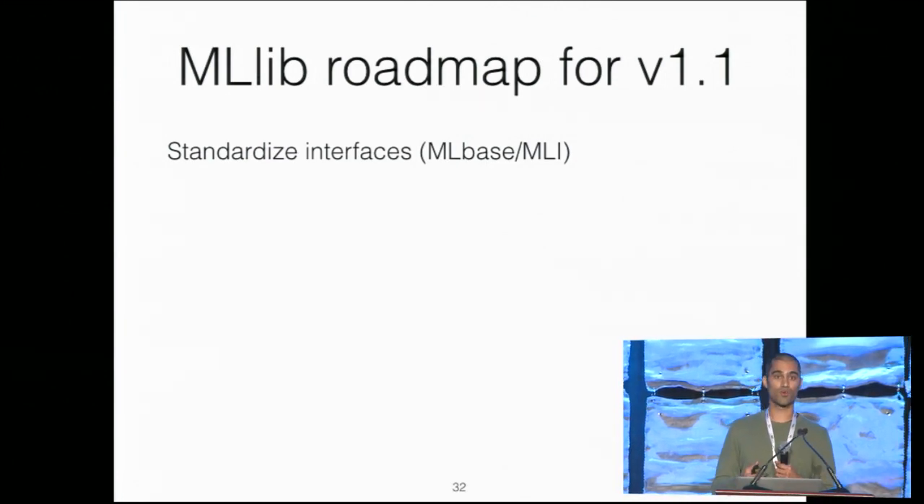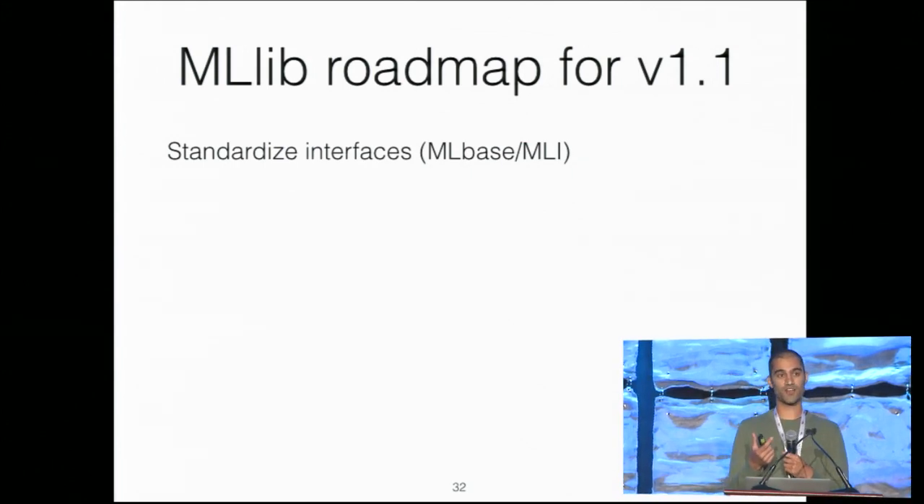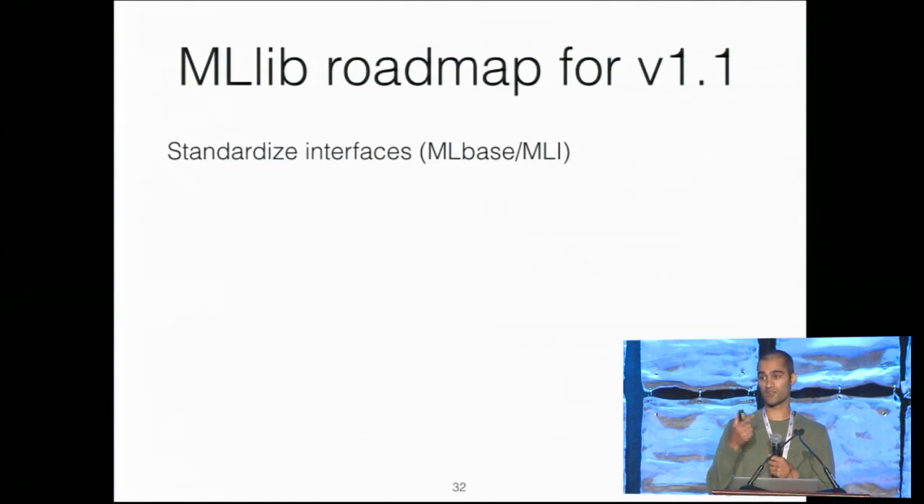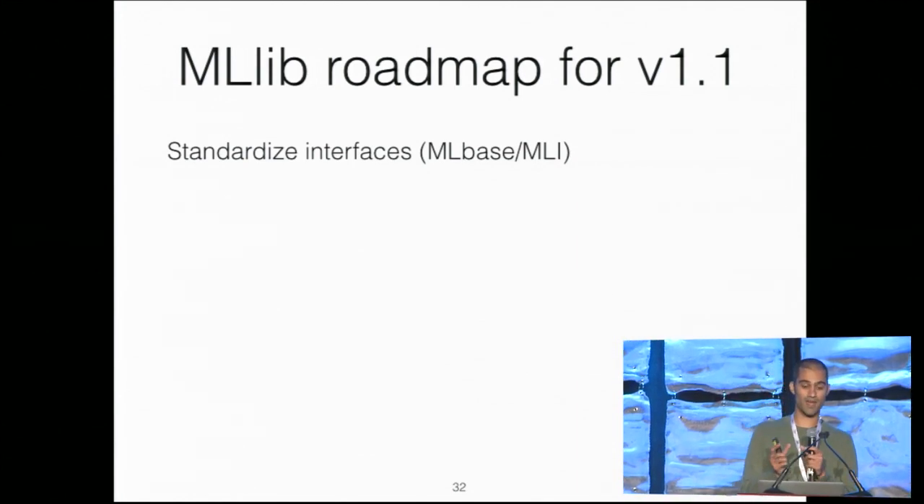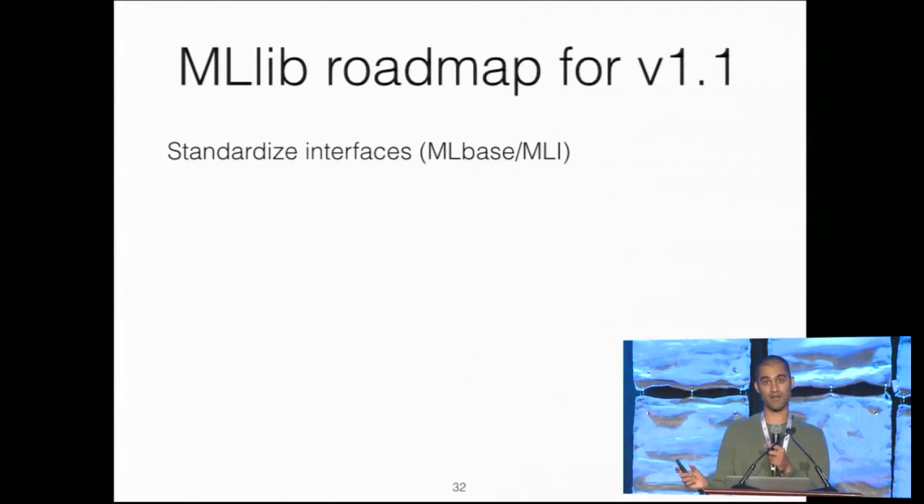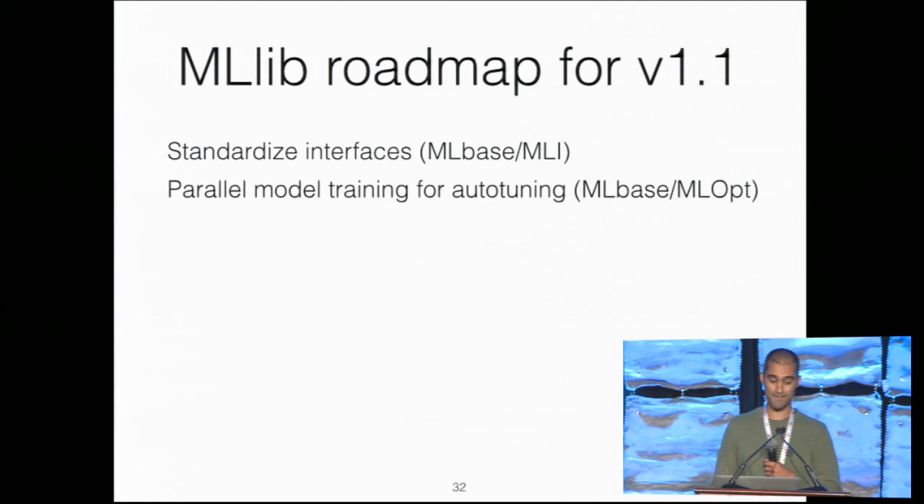In particular, one thing we want to work on is that there are many different underlying optimization primitives that you can use to train a particular model. So there are different ways to learn an SVM classifier or logistic regression and so on. We want to have abstractions that separate the underlying optimization primitive from the model that we're trying to learn. And this is an idea from MLI.